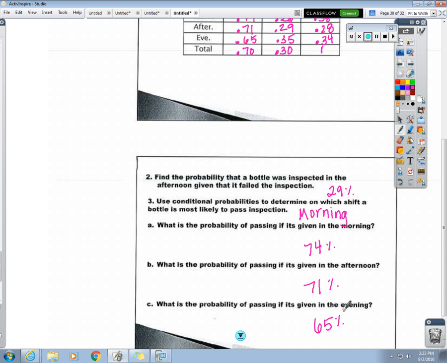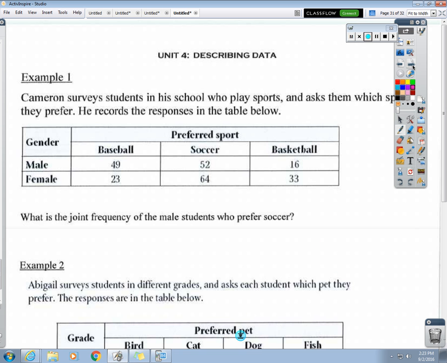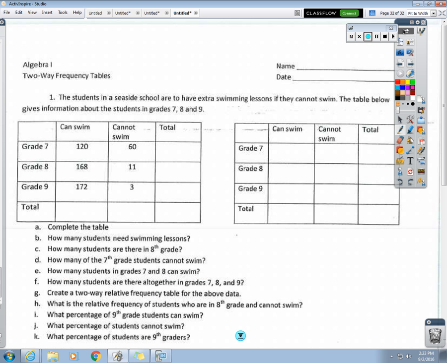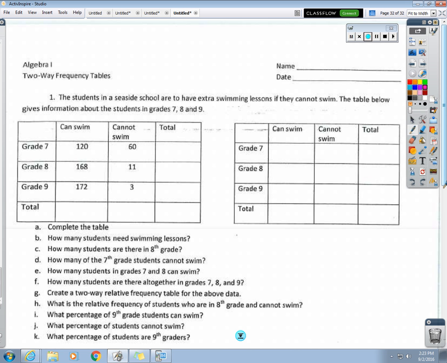And so go ahead and flip over to page 31. Okay. The students in a seaside school are to have extra swimming lessons if they cannot swim. The table below gives information about the students in grades 7, 8, and 9. A says complete the table. Well, what do we need to do here to complete the table?